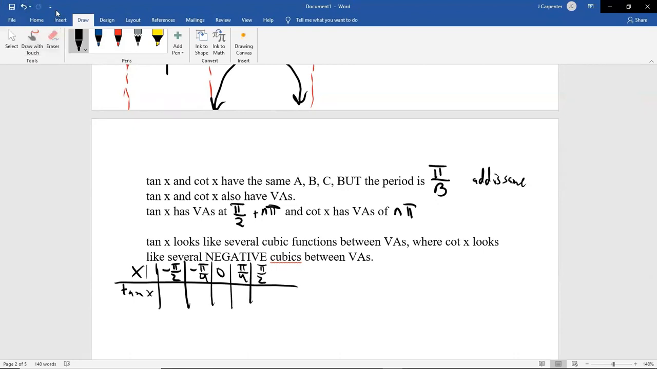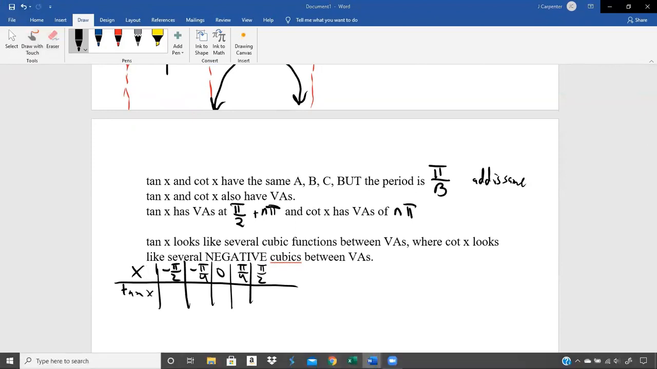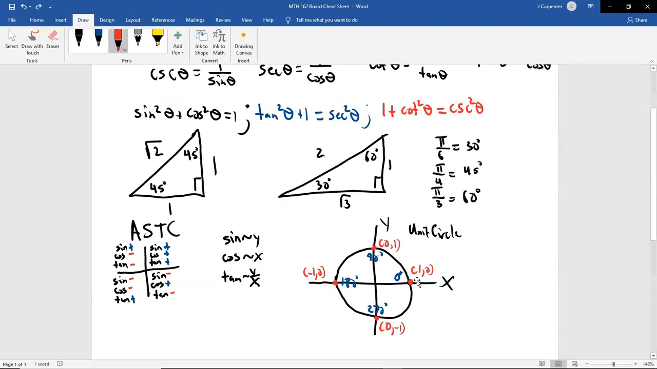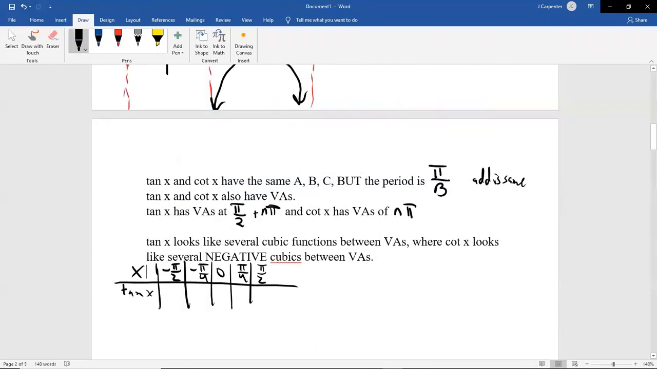So for tangent of 0, the middle one, we're going to look at the quadrantal. Tangent of 0 is the ratio of the y over the x. Y is 0, x is 1, 0 over 1 is 0. So the tangent of 0 is 0.